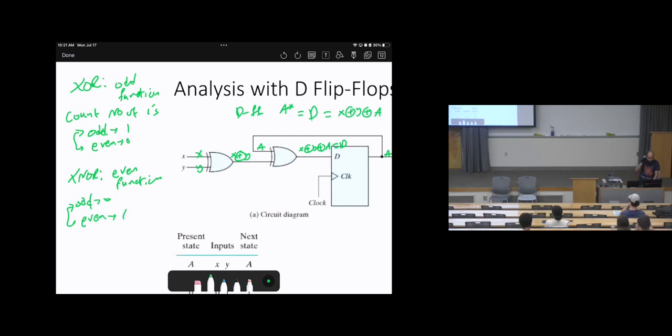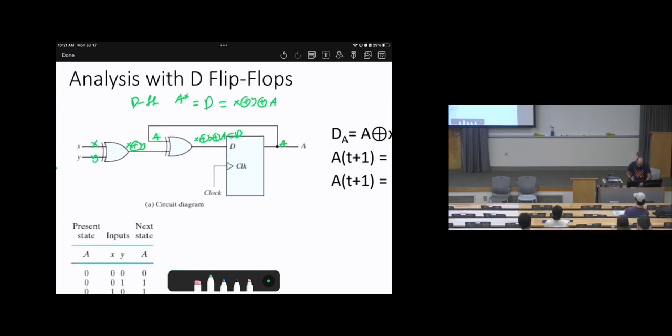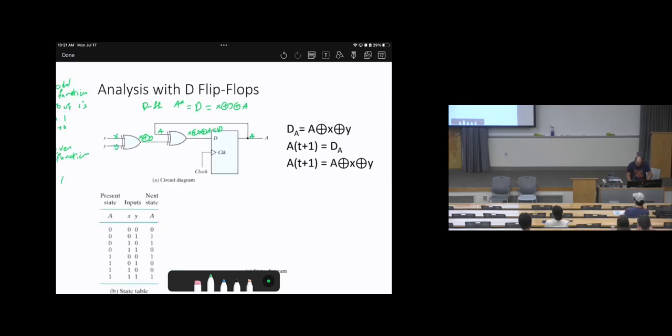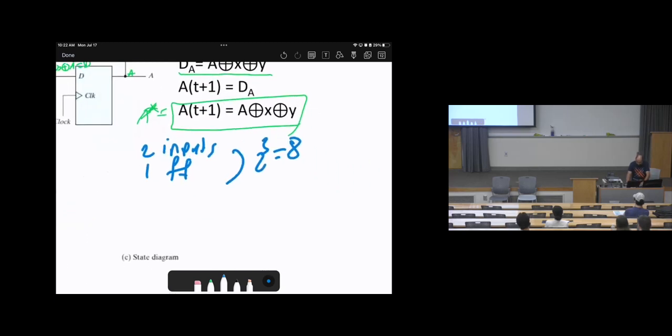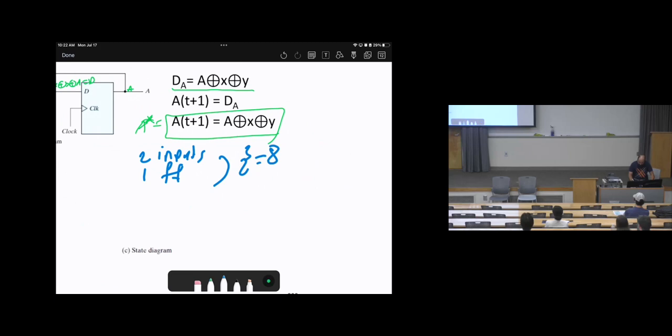Okay, so how can we use this in building the state table? Look, we already agreed that D is A exclusive OR with X and Y, therefore D is the same as A star, like this. Look at how many inputs we have: 2 inputs, right? How many flip-flops do we have? 1 flip-flop. Therefore, the total is 3, and 2 to the power 3 gives 8 possibilities. Okay? Let's draw the state table.